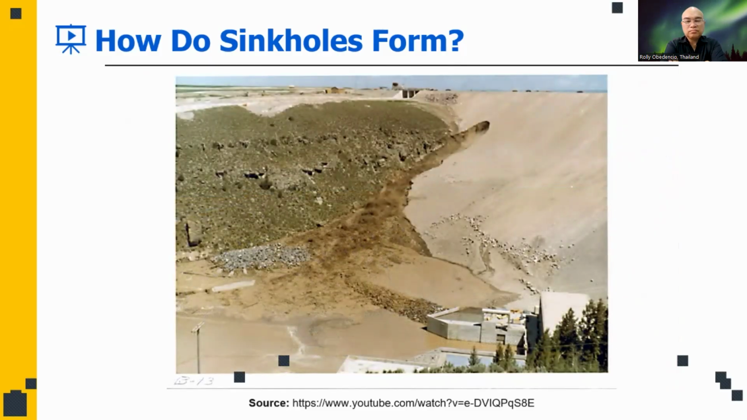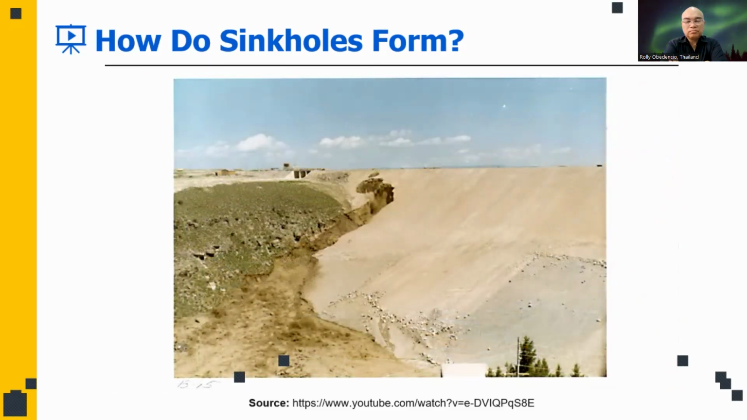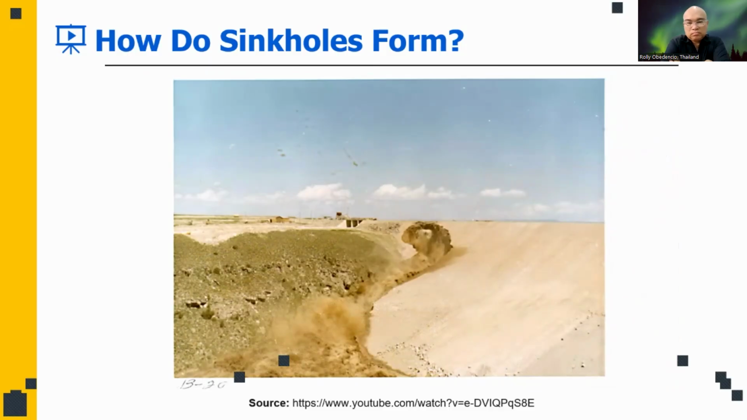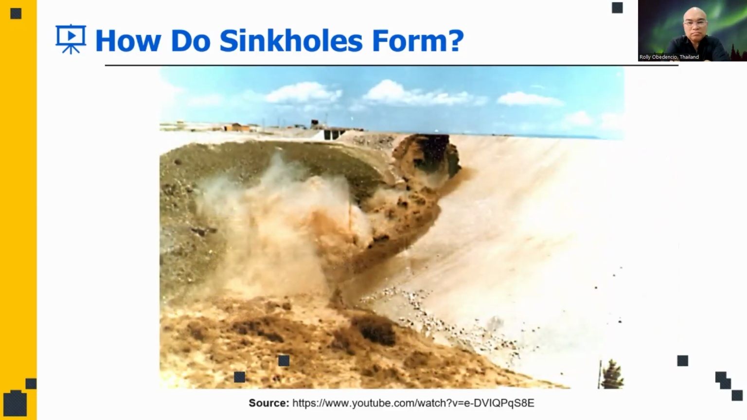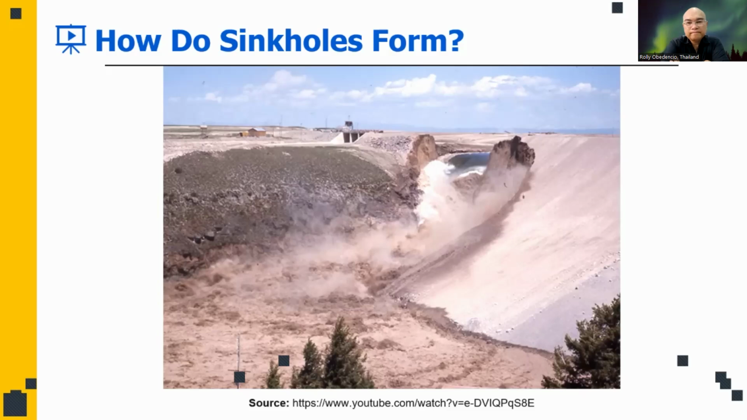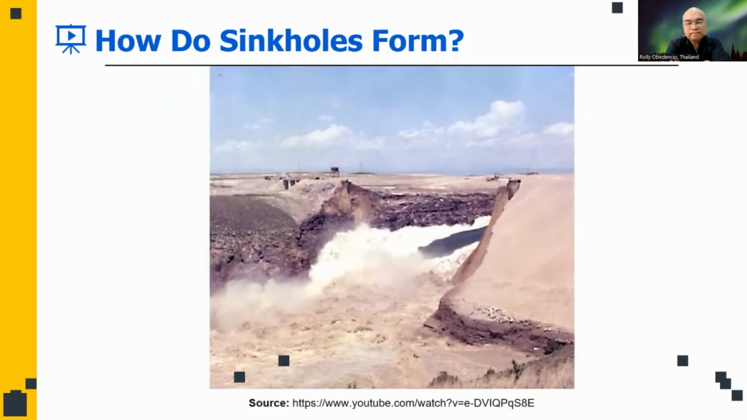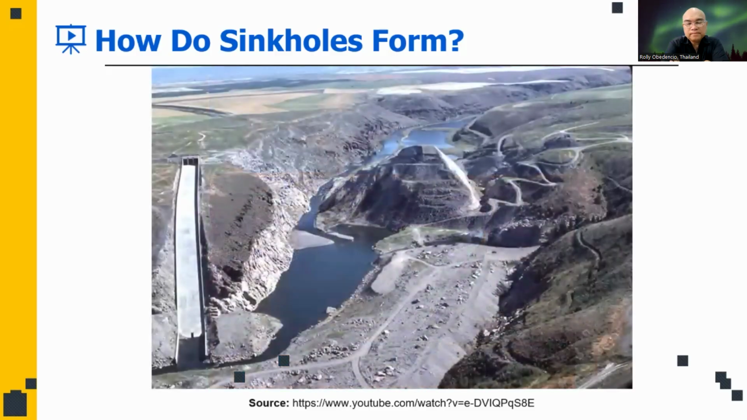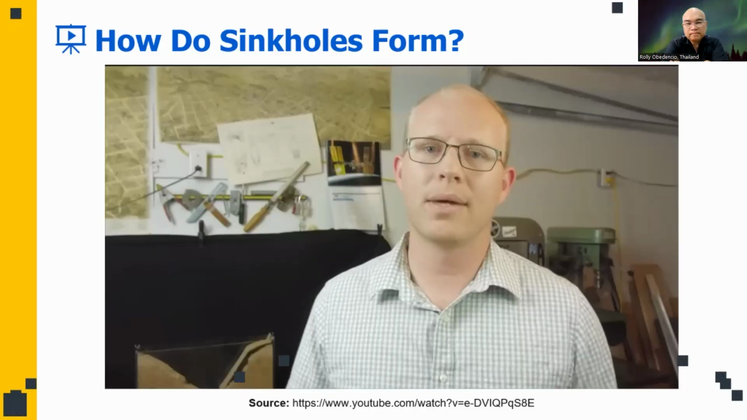Sinkholes aren't the only problem caused by internal erosion. A specific type of internal erosion called piping is the most common cause of failure for earthen levees and dams, including Teton Dam in Idaho, which killed 11 people and caused billions of dollars of damage when it failed in 1976. Maybe I'll build a piping demo someday for a separate video.